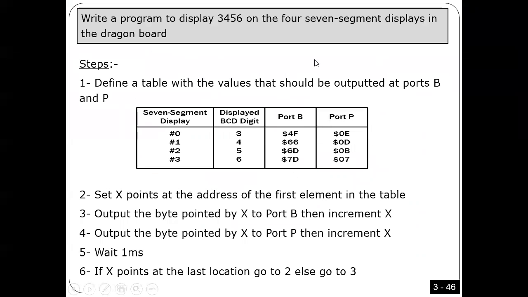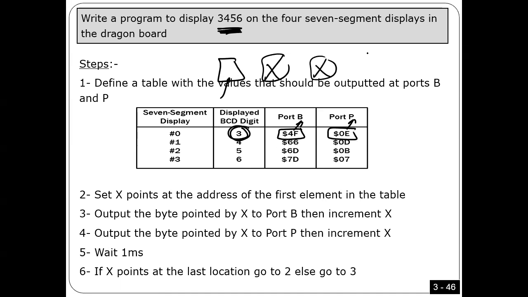Okay, so I want to display this number, guys. I want to display 3, 4, 5, 6. In order to display 3, I have to put this value in port B, because this is the code for 3. Also, I have to put this value in port P in order to enable the last one and disable the others. Remember when I told you I have to enable one and disable others? Yeah, that's true. You know why? I'm going to tell you why.